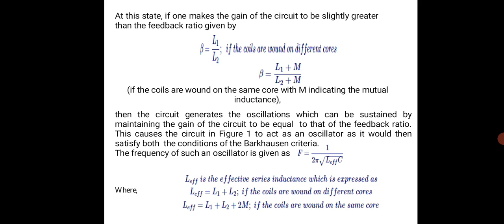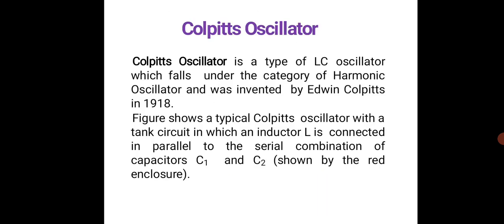So the frequency of such an oscillator is given by 1 by 2 pi root of L effective C. So L effective is the summation of L1 and L2 if the coils are wound on different cores, whereas it will be equal to L1 plus L2 plus 2M if the coils are wound on the same core, where M indicates a mutual inductance.